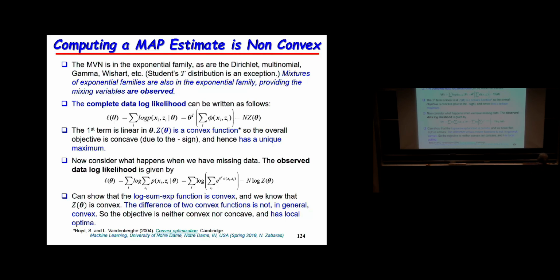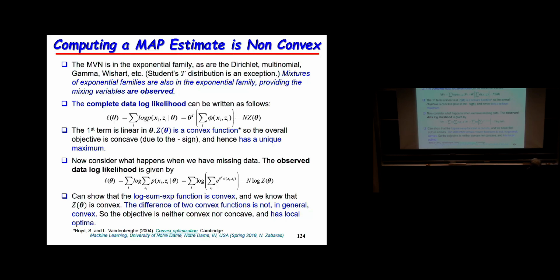How about Z? There is a proof, if you're interested to read it in this very nice book, that the normalization term Z is a convex function. So this overall function, if this is linear, you have minus a convex function. What do you get out of it? This is minus a convex function plus a linear function in theta. So the overall result is what? It's concave and has a unique maximum. All right? Has a unique maximum.